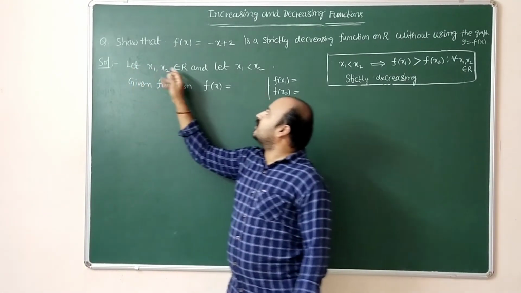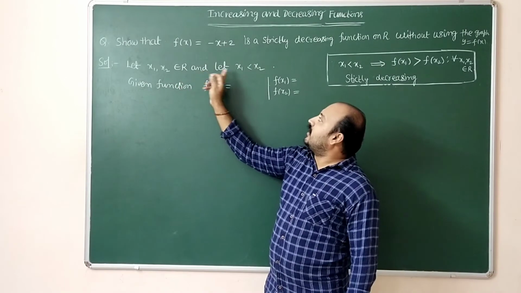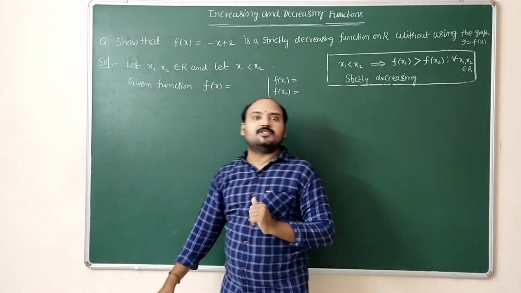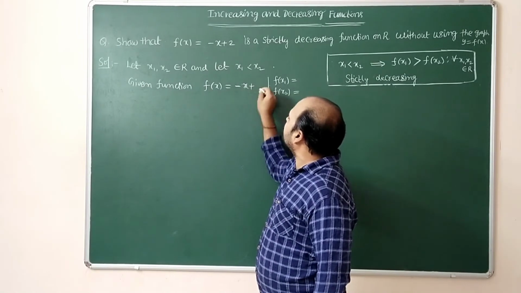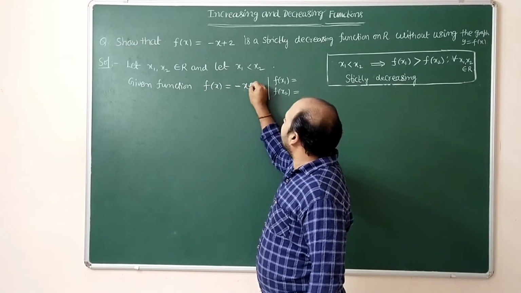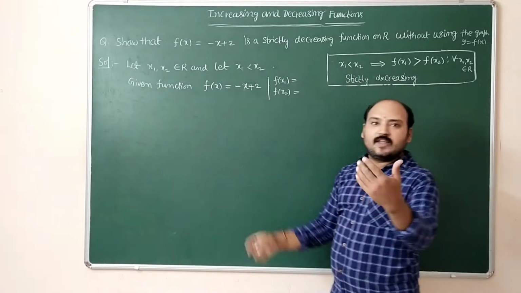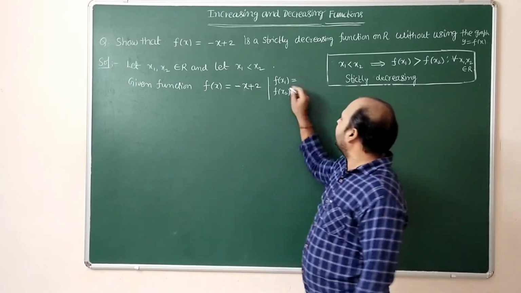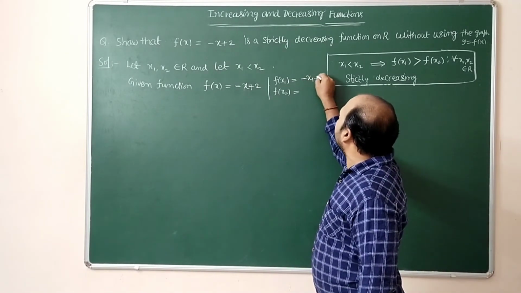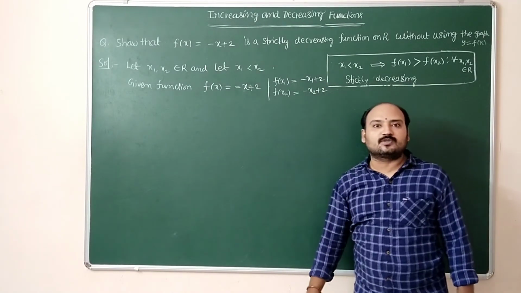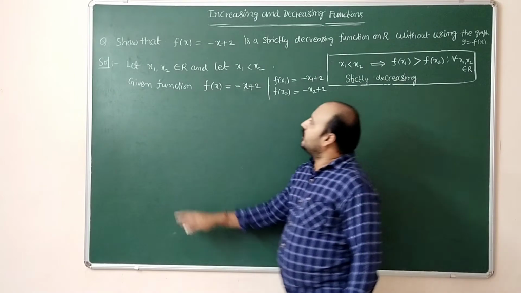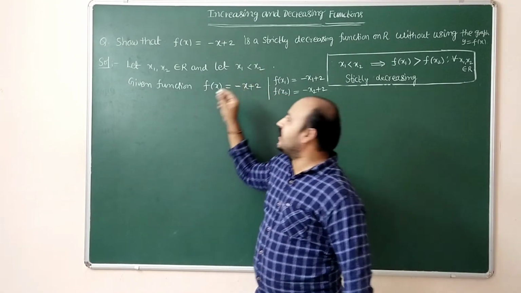Let x1, x2 belong to R and let x1 is less than x2, I am considering. So given function f of x is equal to what? Minus x plus 2. So obviously write the values of f of x1 as well as f of x2. So minus x1 plus 2, minus x2 plus 2. These are the values of f of x1 and f of x2. Now consider let x1 is less than x2.